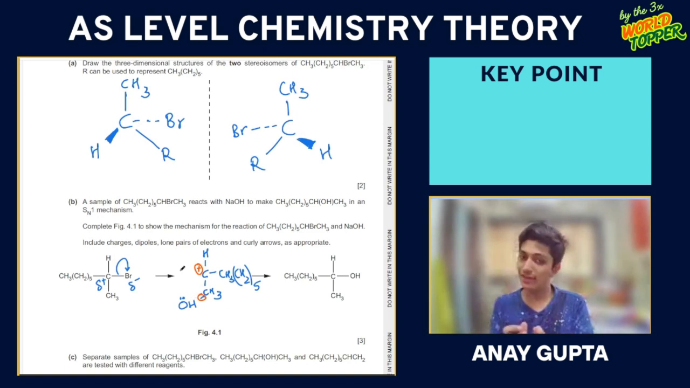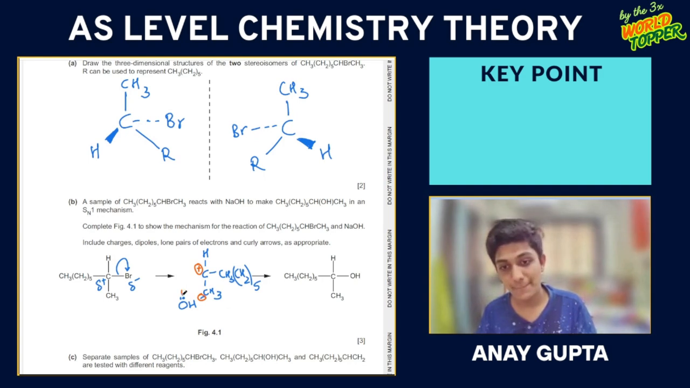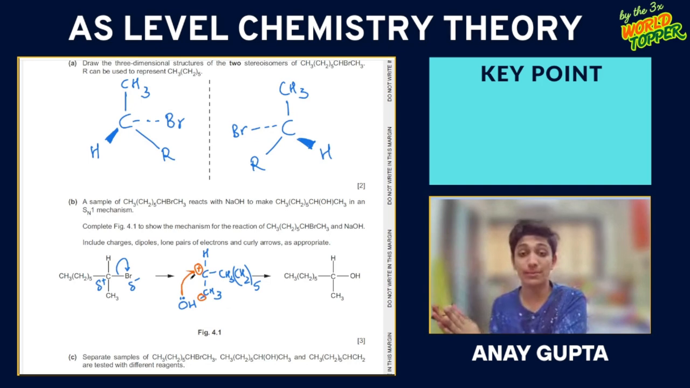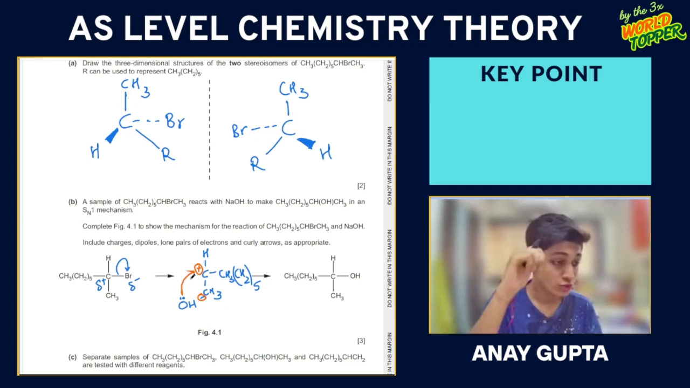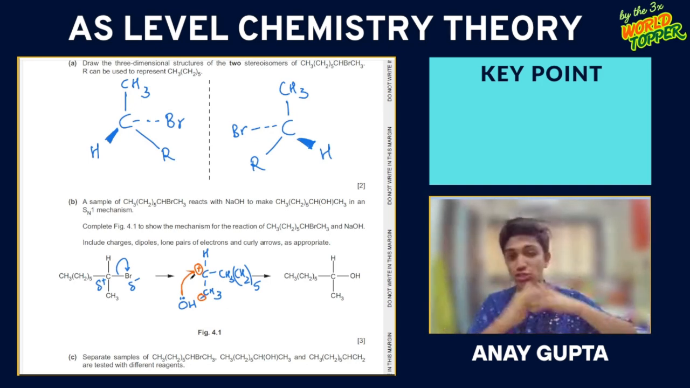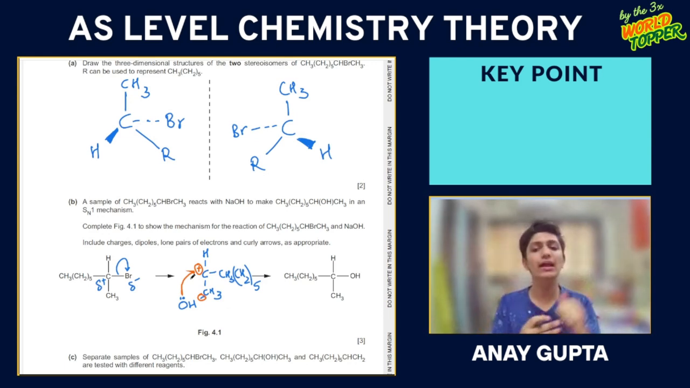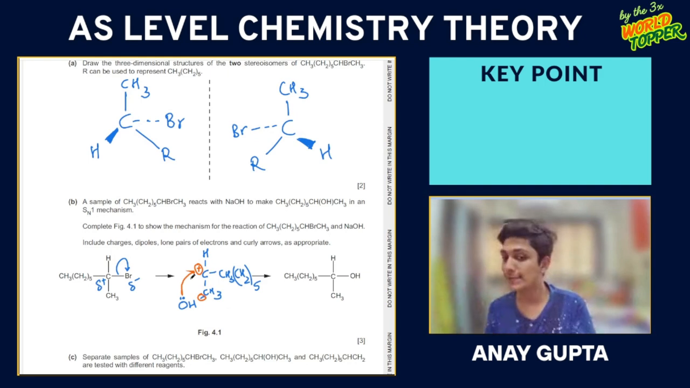Now, the negative charge is not being attracted to the positive charge. The lone pairs are being attracted, okay? Because this is going to be a covalent bond, not an ionic bond. So the charges are not attracting. The charge is definitely helping in the bonding, but the lone pair is attracted to the carbocation.